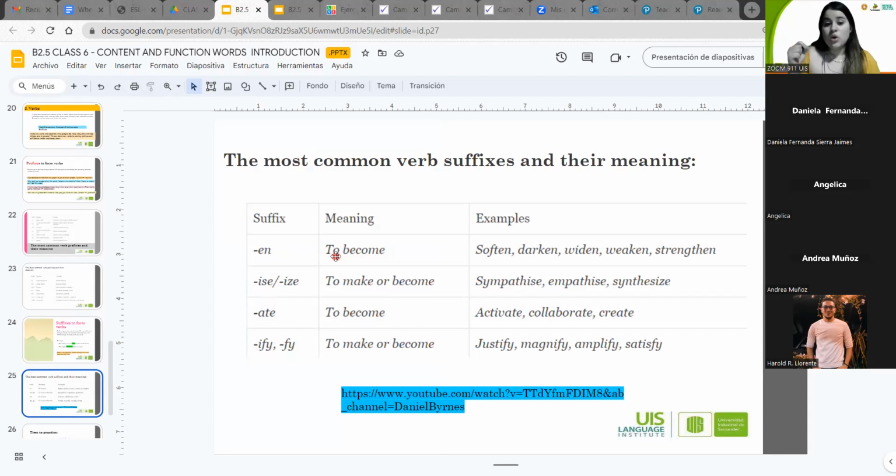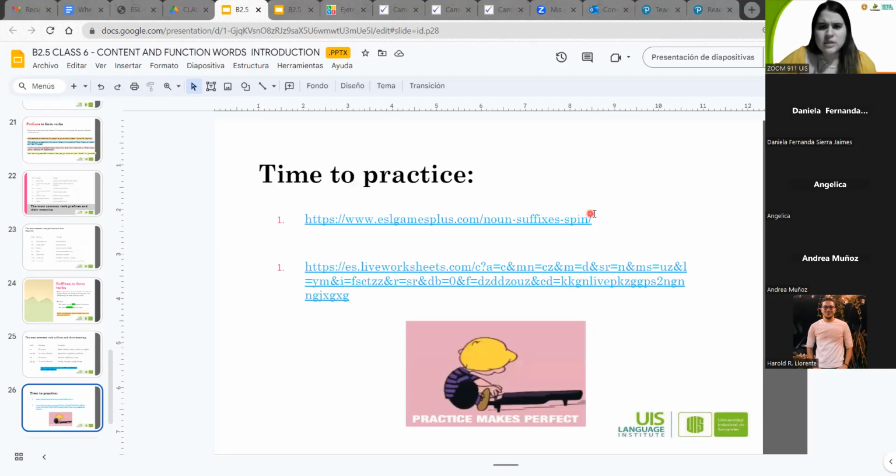Sympathize, empathize, synthesize. Ate means to become. Activate, collaborate, create. Ify or fy: to make or become, like justify, magnify, amplify, satisfy. So I'm going to share more information about this.